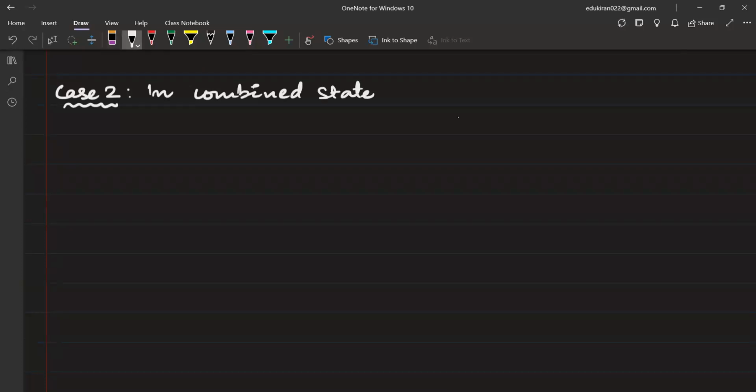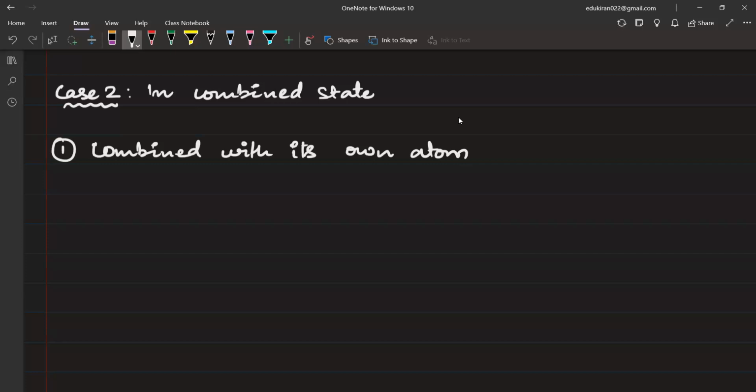Now, any element can be combined in two different ways. The first is when it is combined in its free elementary state or one of its allotropic forms. What does this mean? Number 1, combined with its own atom. Own atom means, for example, if it is hydrogen then H2, oxygen then O2, right? Similarly, if you have nitrogen, then N2.